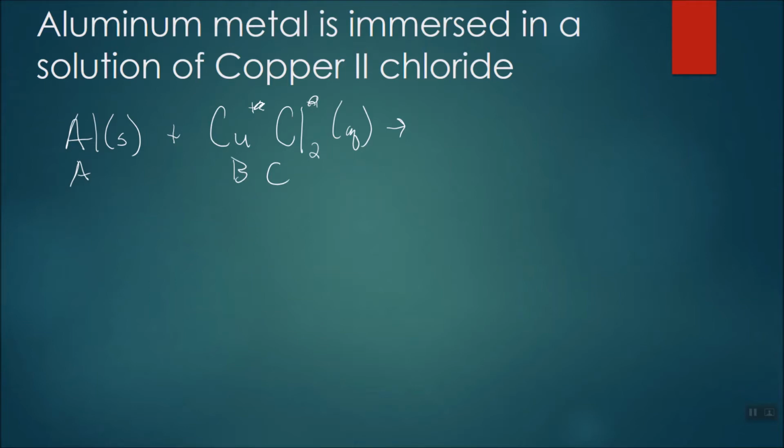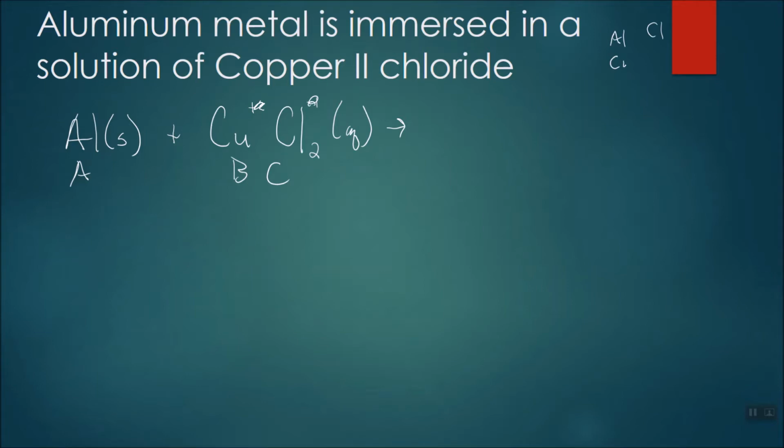It is single replacement. So what is aluminum going to replace? Is it going to replace copper, or is it going to replace chlorine? What you need to do is go to your activity series, which is in the back of your periodic table. You will find aluminum and copper on one end and chlorine on the other. You can only replace somebody that's on your own side. So aluminum cannot replace chlorine.